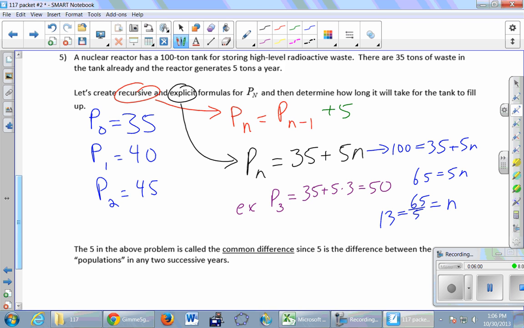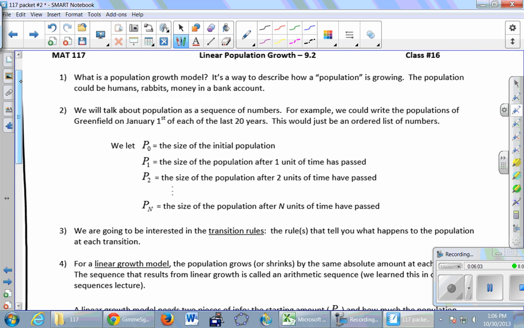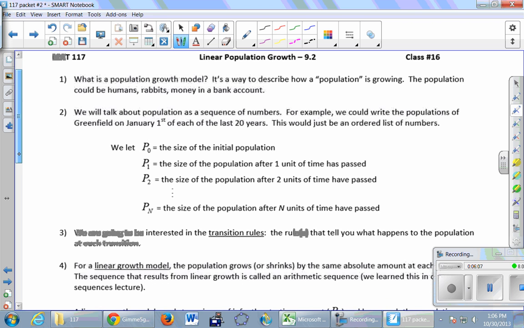Okay, so let's go back up and just talk about some of this stuff that I skipped over initially. A population growth model is just a way to describe how a population is growing. In the example we just looked at, the population wasn't people, it was the amount of radioactive waste, but it was just something that was growing, year in and year out. Population could be humans, could be rabbits, could be money in a bank account, anything that grows.